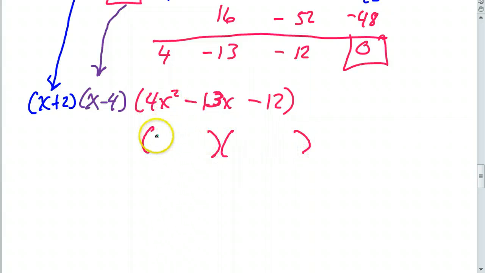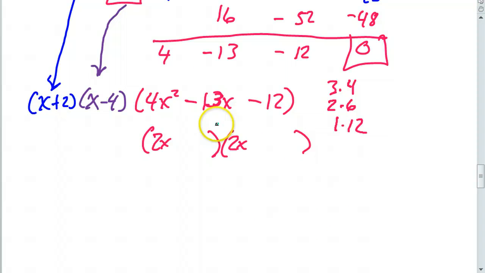Let's try it. For 4x squared, the first thing I would try is 2x times 2x. Then I would look at the 12. It's either 3 times 4, or 2 times 6, or 1 times 12. It won't work. None of those would work with these 2's because no matter what I do, I'm going to have a GCF. For example, if I do 3 times 4, there's a GCF right there. All of these pairs have even numbers in them, so they will all make a GCF. So that tells me that I can't do 2 times 2.